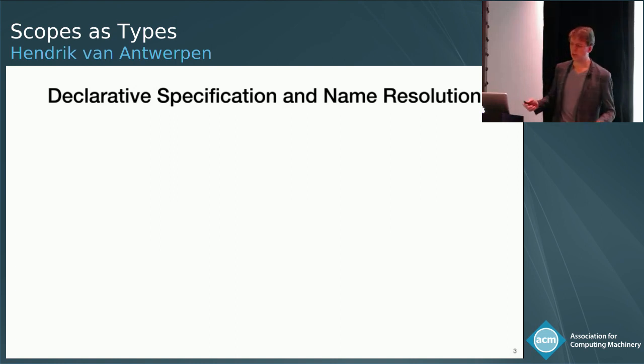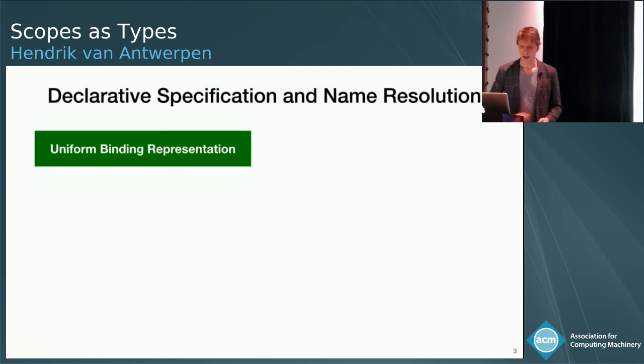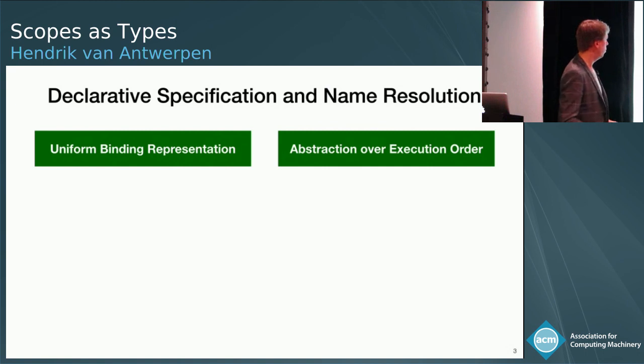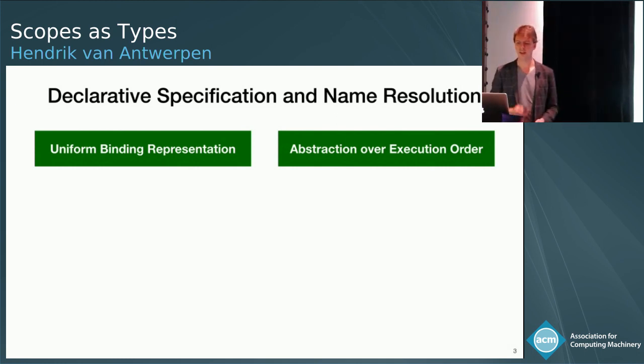So what we would like to have to write these declarative executable specifications is a uniform representation for name binding, and we want to abstract over the particular issues of execution order that we need to address when we write type checkers. I want to go through a few textbook examples, as they were called before, to see what kind of binding representations we find there and how they work with regard to these two issues.